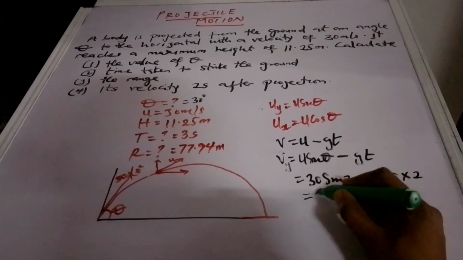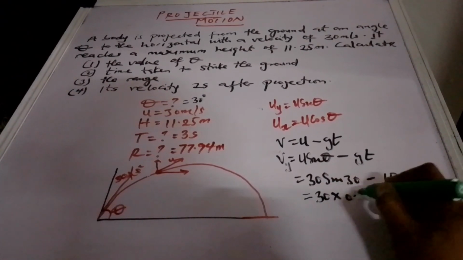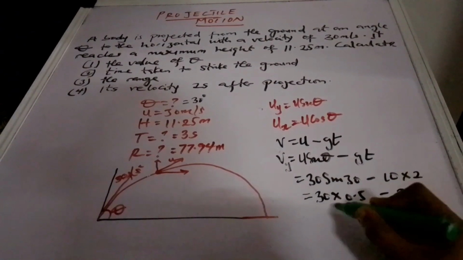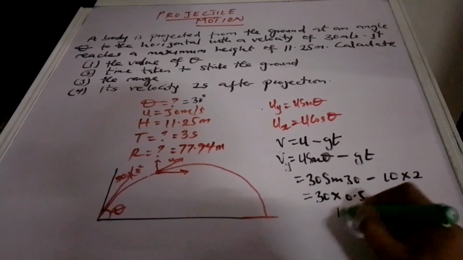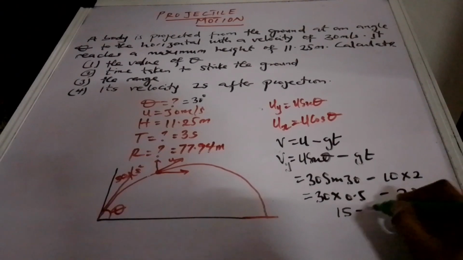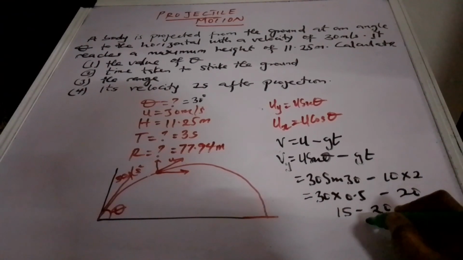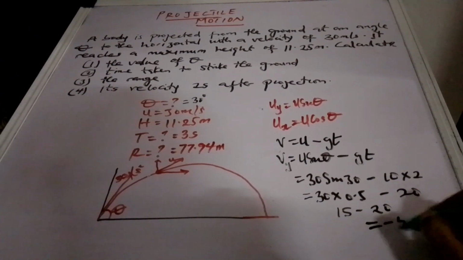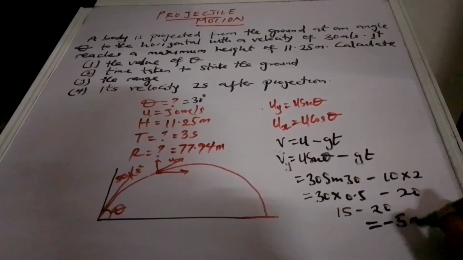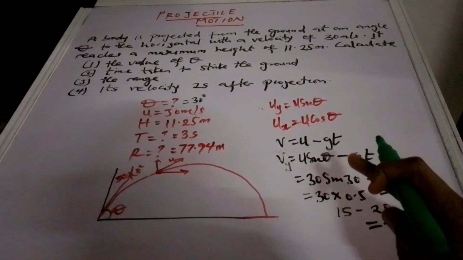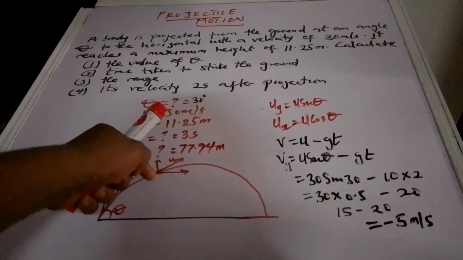Our v is going to be 30 multiplied by 0.5 minus 20. And 30 multiplied by 0.5 is going to give me 15. 15 minus 20 is going to give me minus 5 meter per second. So it means the velocity here is 5 meter per second.